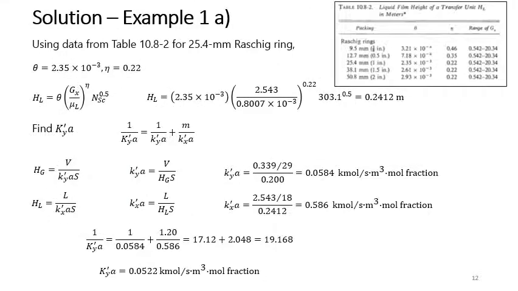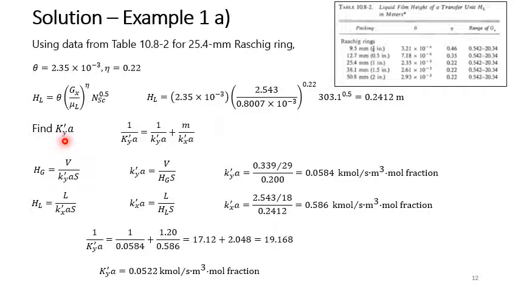Okay, so to calculate the HL, the correlation for HL is given there. HL equals theta times Gx over mu L to the power of eta times NSc to the power of 0.5. So theta, you take from the table, Raschig rings 25.4 mm. So the theta is this, and the eta is 0.22. So just plug in the numbers, and you get HL equal to 0.2412 meter.